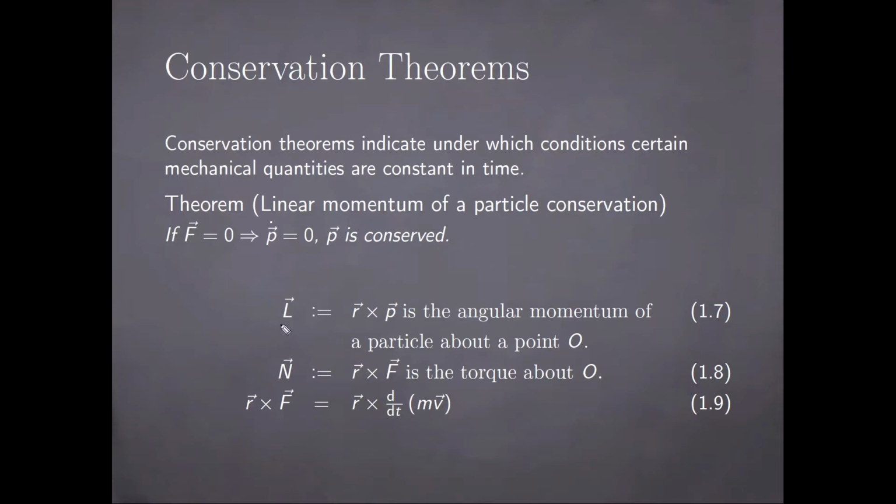We can define the angular momentum of a particle about a point as the cross product between a particle's radius and its linear momentum. And we can define correspondingly the torque as the cross product between a particle's radius and the force that is applied to it. The cross product between radius vector and force is equal, by virtue of Newton's second law, to the cross product between the radius vector and the time derivative of the particle's momentum.